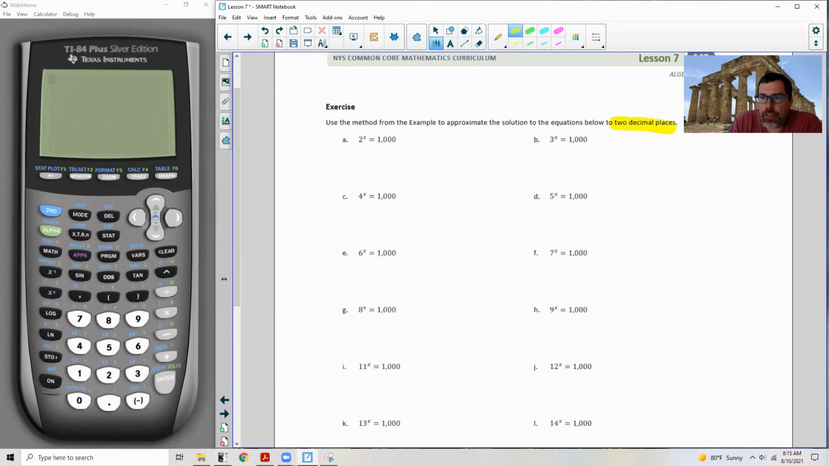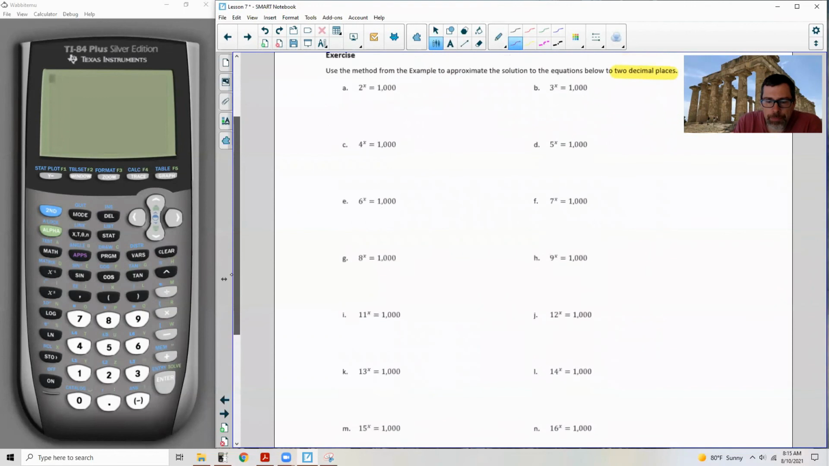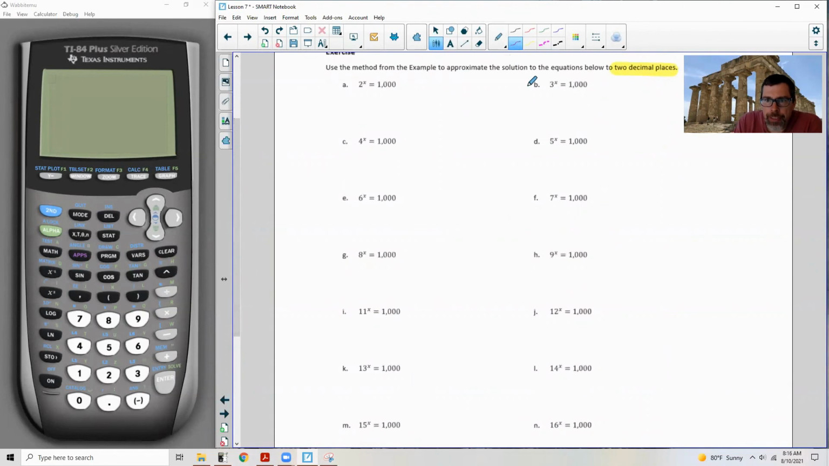to 2 decimal places. I'm not going to do all of these because it's so tedious. Once you do a couple of them, you should get it. I will do 2 of them and then I will stop. I will do something other than base 2. I will do a base 3 and the last one, base 16. I will do B and N to show you the process, and then I'll give you all the answers after. But I want you to try these because practice makes perfect.